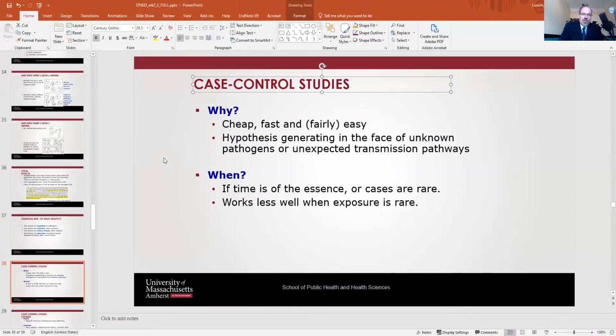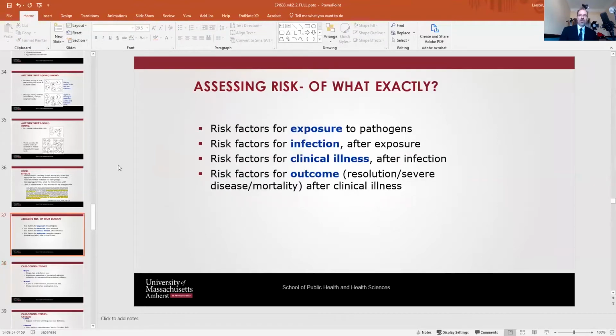When we do this, as we said last time, if time is of the essence, where cases are rare, it's a quick and dirty method you can use to assess exposure profiles and different risk factors. It works less well when exposure is rare, unless you have an absolutely giant sample size, which obviously most of us do not have the luxury to get. So we want to assess risk. Case control studies are a good option to go to.